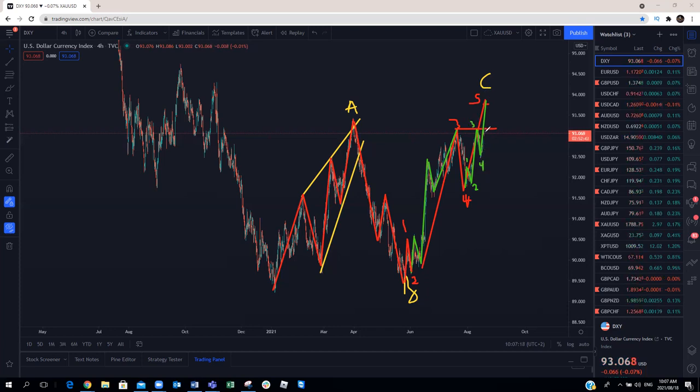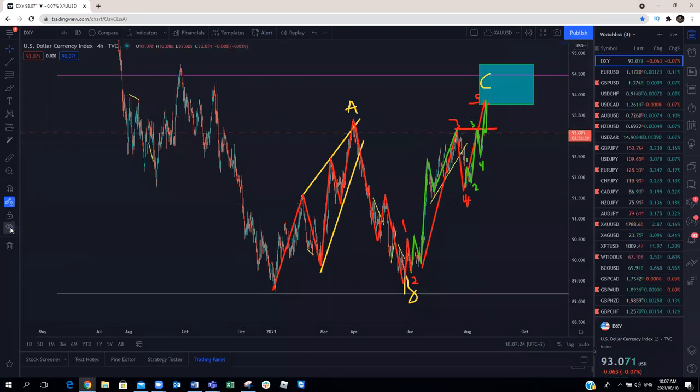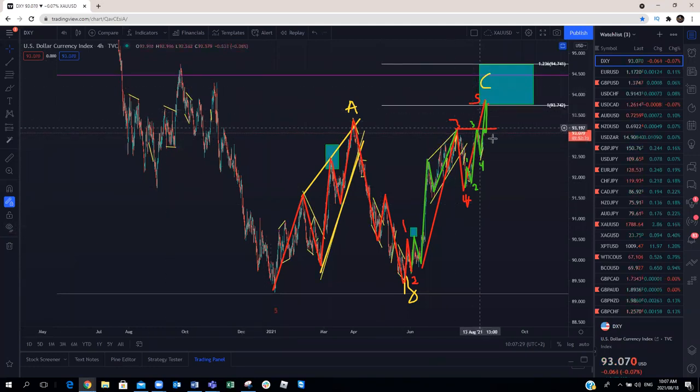So we are currently here, 1 hour time frame. We should see the DXY push a little bit higher up to the blue box. Is the blue box marked there? Yes, the blue box is at 93.74. So that's exactly where we would expect the DXY to get to.